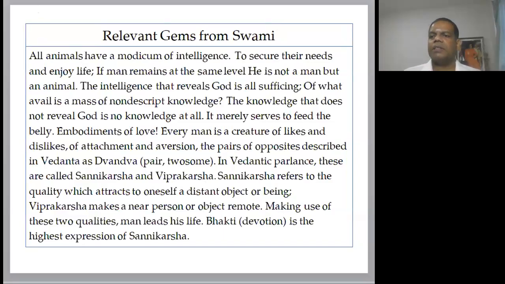In Vedantic parlance, the term applied to the like is Sannikarsha. What we like, we want to accumulate, we want to draw it towards us. We want to attract all that which we think is good. Viprakarsha means whatever we don't like, we want to push it out and make it remote, far away from us. So that tendency which attracts or takes things closer to us is Sannikarsha, and pushing away whatever we don't like is Viprakarsha. That's my understanding. Thank you.